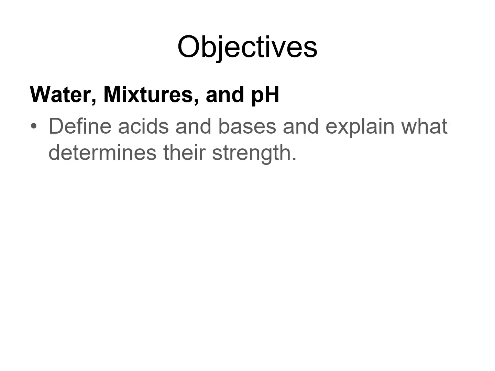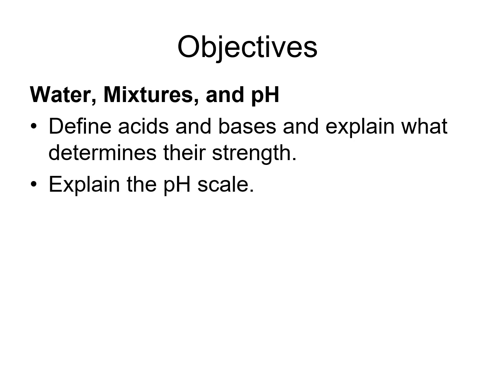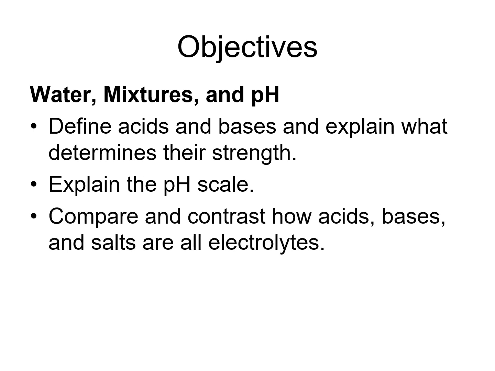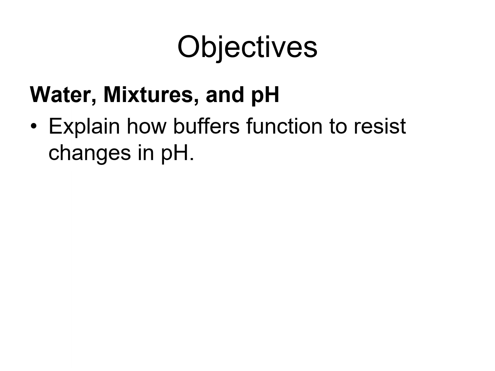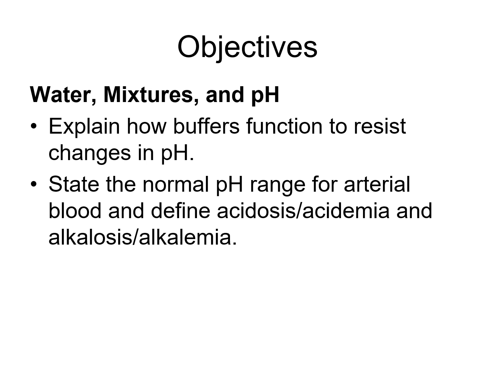Let's now move on and discuss pH. Here are your learning objectives. Define acids and bases and explain what determines their strength. Explain the pH scale. Compare and contrast how acids, bases, and salts are all electrolytes. Explain how buffers function to resist changes in pH, and state the normal pH range for arterial blood and define acidosis or acidemia and alkalosis or alkalemia.